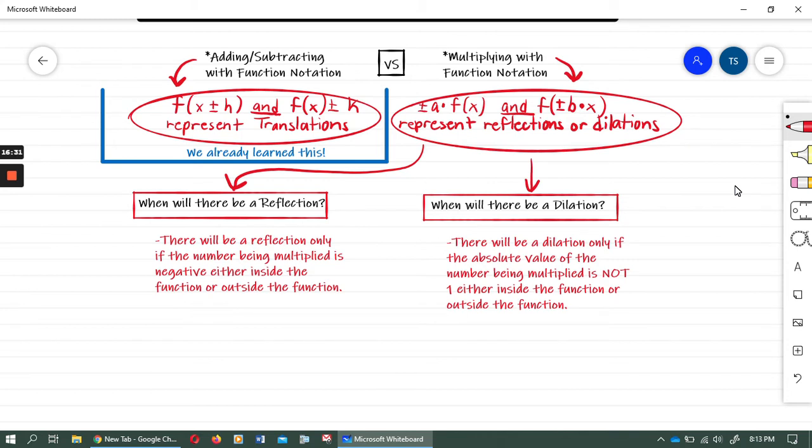So again, that's why it's only a dilation if you're multiplying it times some number, any number, where the absolute value of that number is not 1. Because again, multiplying something times 1 will not cause the value to grow or diminish. It will not cause the value to stretch or shrink. It will not cause the value to get bigger or smaller if you multiply it times 1.